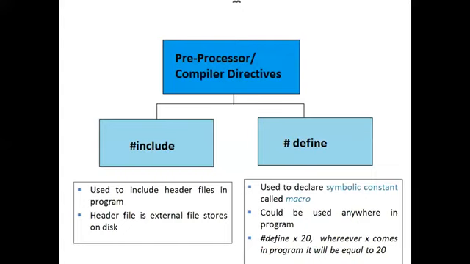Now, an example of #define is that you can write #define x 20. This means that x is a symbolic constant. Now x becomes a symbol which is representing a constant, that is 20, and x is called a macro. Now wherever x comes in the program, it will be equal to 20. So this is #define. And this was our topic of the preprocessor directives and compiler directives.